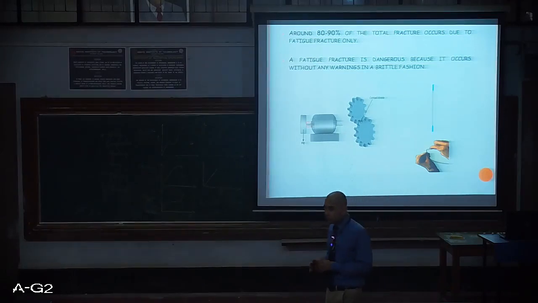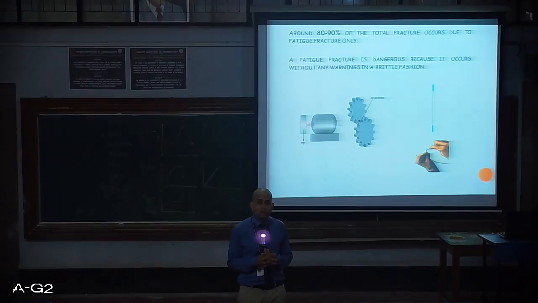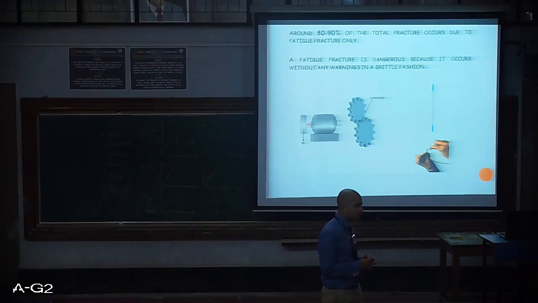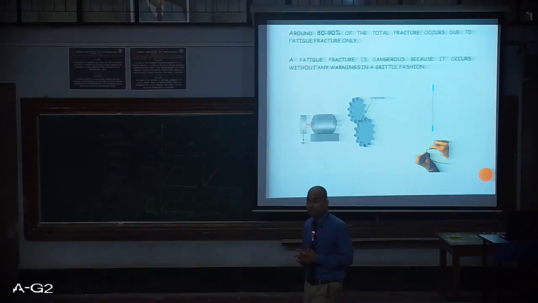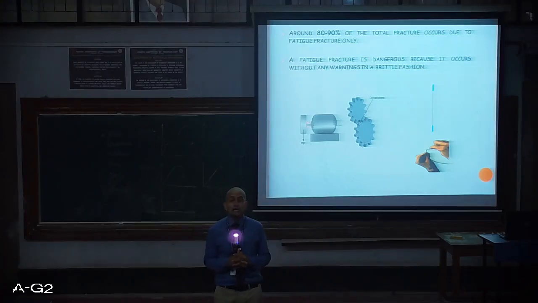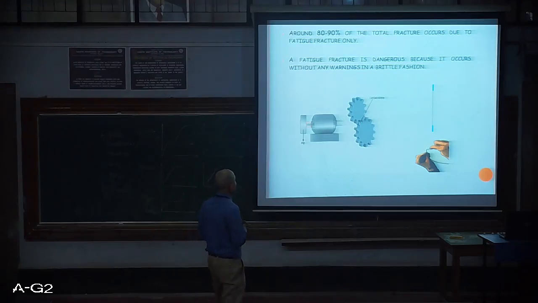Now you understand that if a material fractures in a brittle fashion, it will give you much less time to react before it undergoes fracture. But if the same material undergoes a ductile fracture, it will give you an enormous amount of time before it fractures. That's why brittle fracture is considered more dangerous in nature compared to ductile fracture. So around 80-90% of the total fractures occur because of fatigue fracture only. And fatigue fracture is considered dangerous because it doesn't give you a sign or indication before it undergoes fracture.